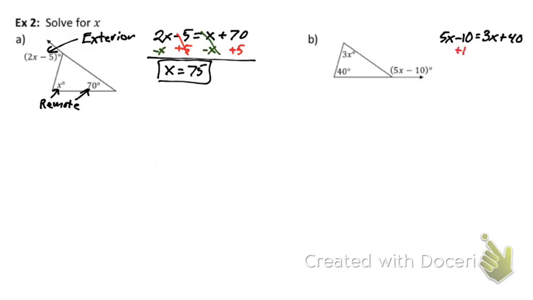Let's go ahead and add 10 to both sides to move that over here. Then I'm going to subtract 3x from both sides to get rid of the 3x there. We are going to have 2x equals 50, or x equals 25. Those are remote interior and exterior angles. Once again, when you're looking at your exterior angle, that's the only time you can locate your remote interior because they're the two farthest away.